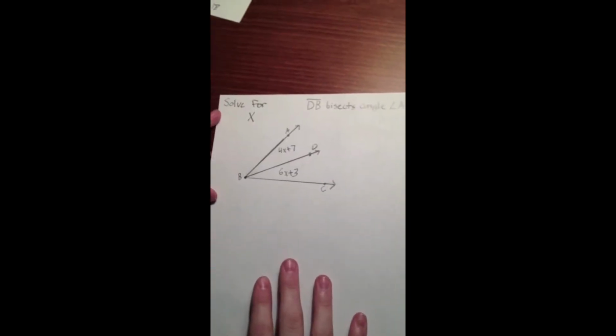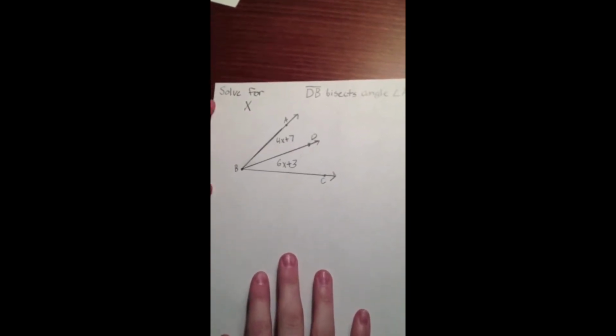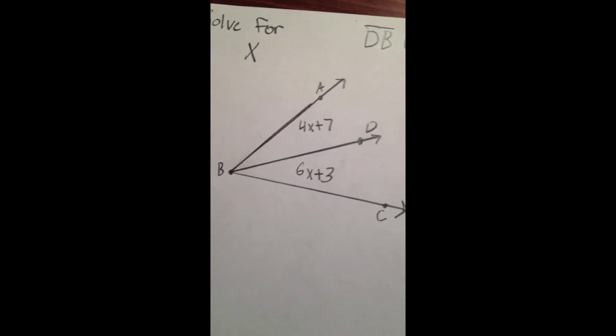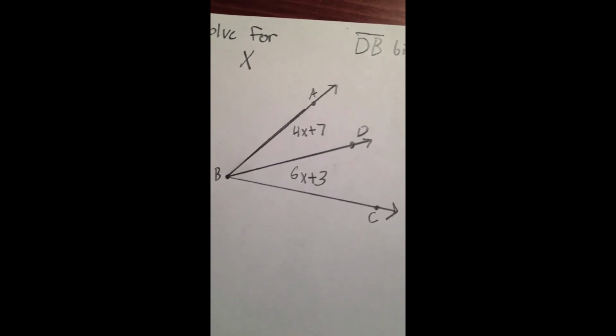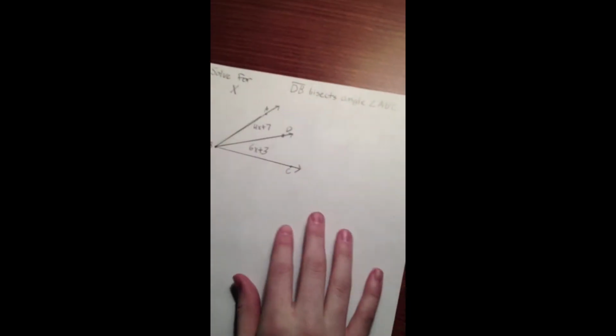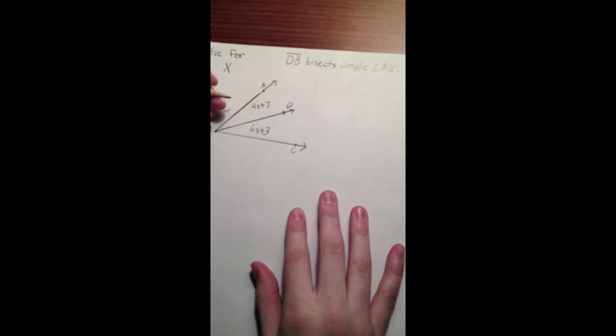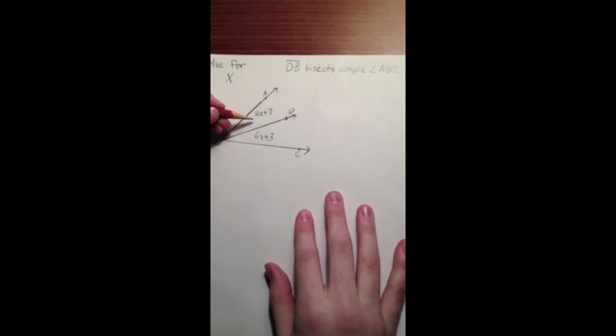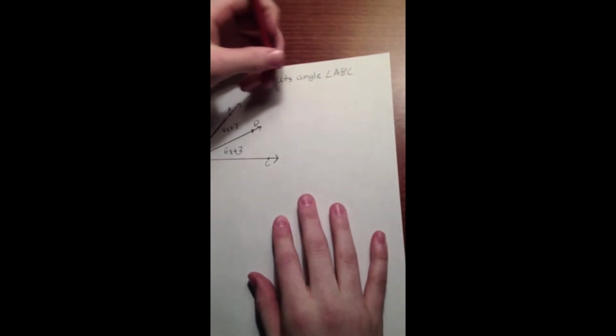This is how to solve an algebraic problem using angle bisectors. In this problem, BD bisects angle ABC. Okay, so because BD bisects angle ABC, that means these two angles are equivalent to each other. So you set them equal to each other.